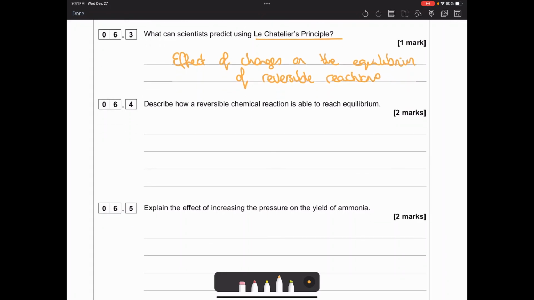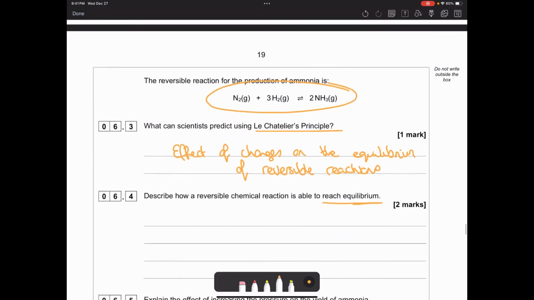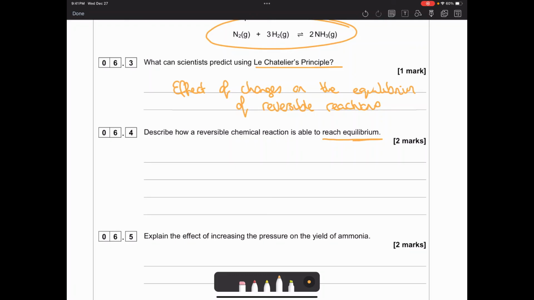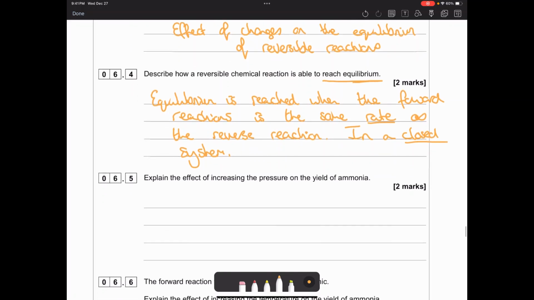Describe how a reversible reaction is able to reach equilibrium. So imagine you've got these chemicals in a container. How are they going to reach equilibrium? Or what does it mean when they've reached equilibrium? Well, equilibrium is reached when the forward reaction is the same rate, key word here, rate, as the reverse reaction. And this happens in a closed system. So remember, a closed system is one that is totally isolated, no energy or particles can be added or removed from it. So equilibrium has to be in a closed system, and that gets you the second mark.